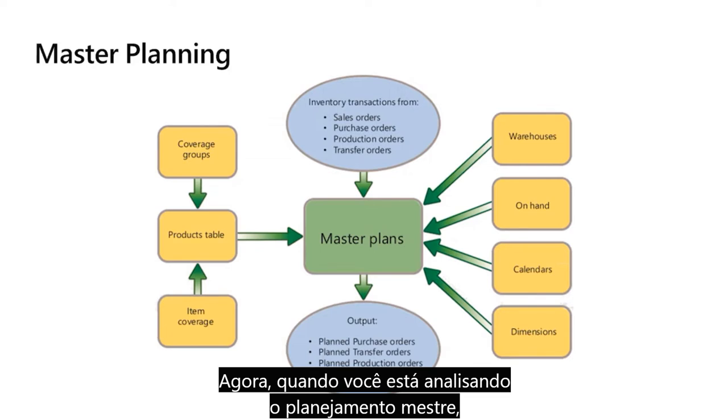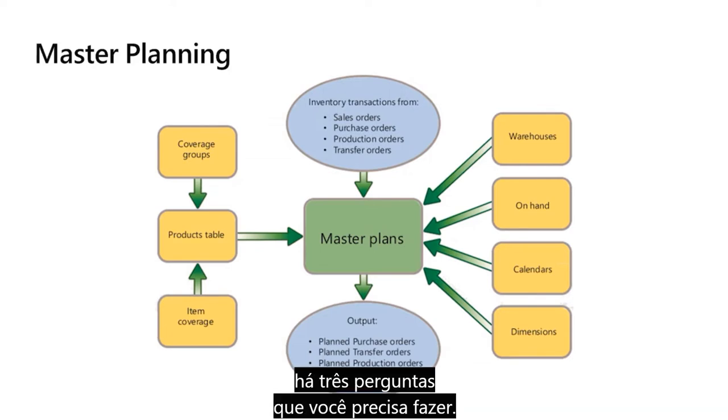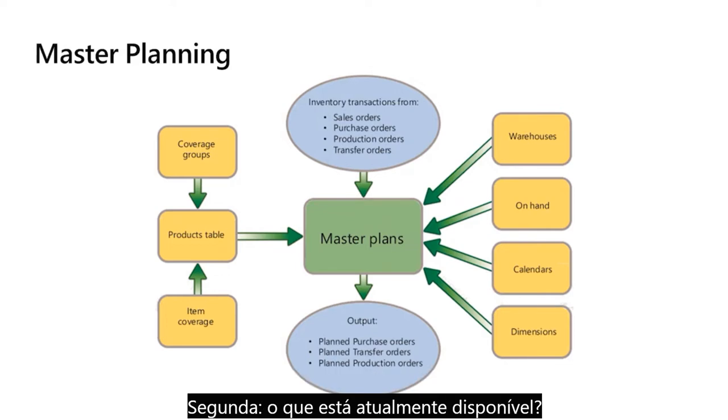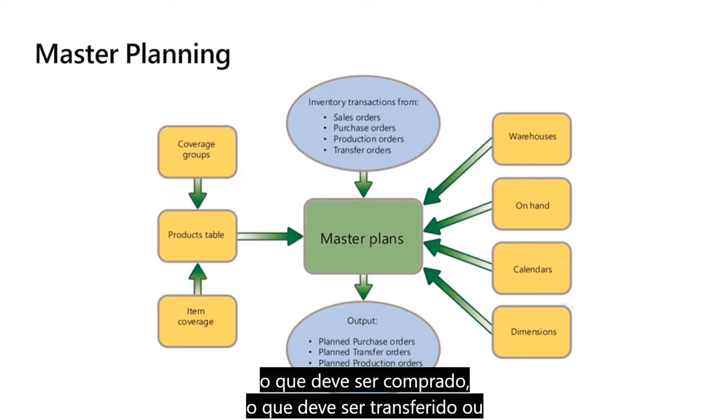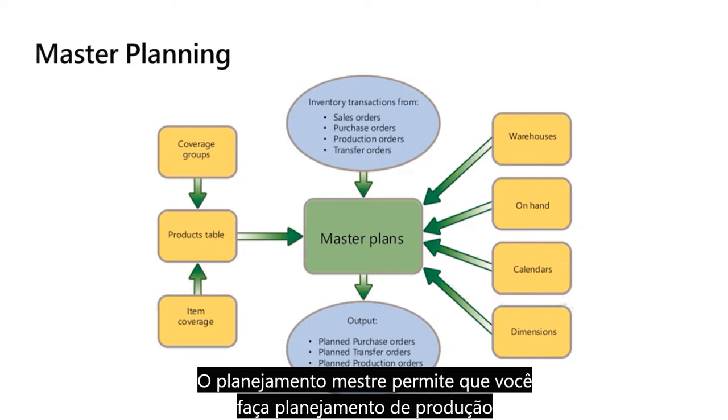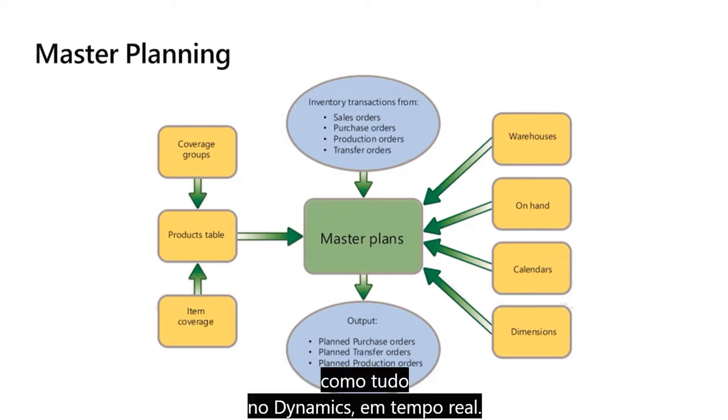Now, when you're looking at master planning, there are three questions that you need to be asking yourself. One, what is required to complete the production? Two, what is currently available? And three, what is needed? More specifically, what must be manufactured, what must be bought, what must be transferred, or what do you need to set aside as safety stock? Master planning allows you to do production planning, like everything else in Dynamics, in real time.